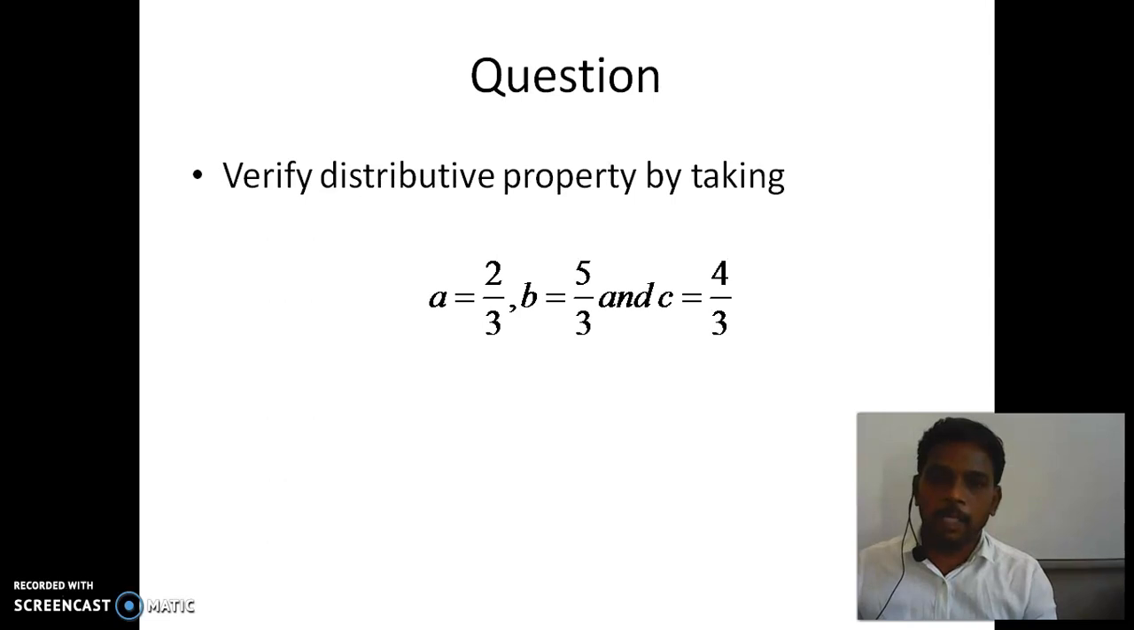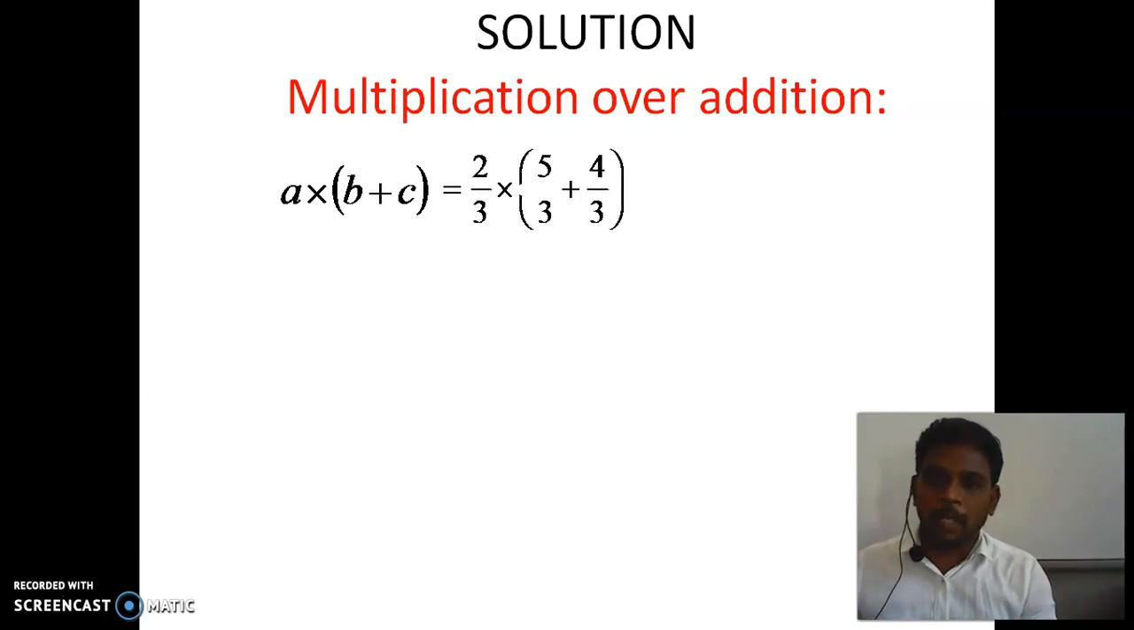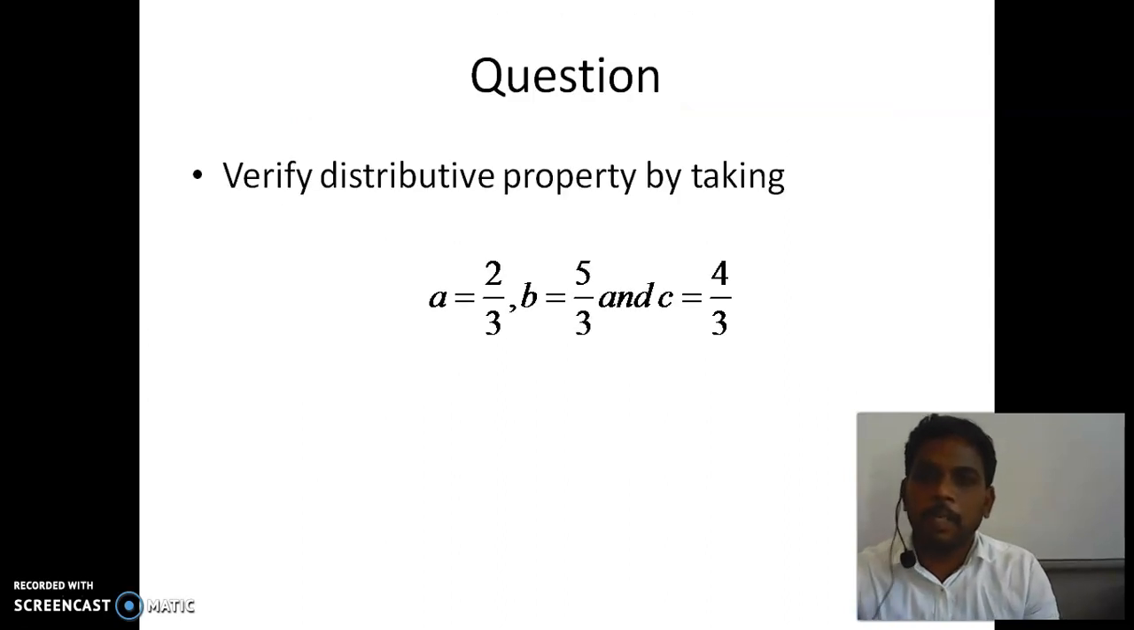So listen now. So that is a question. So solution now. That is the left hand side of the distributive property, right? Now substitute the numbers. The a value is nothing but what's given in the question. So a value 2 by 3, b value 5 by 3 and c value 4 by 3. Now we are going to replace a, b and c by these numbers.